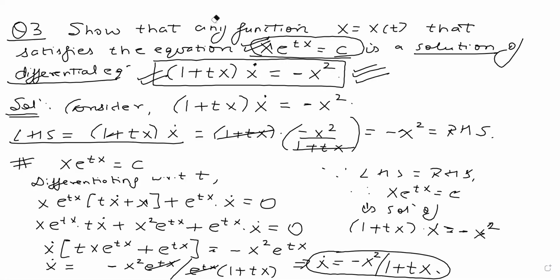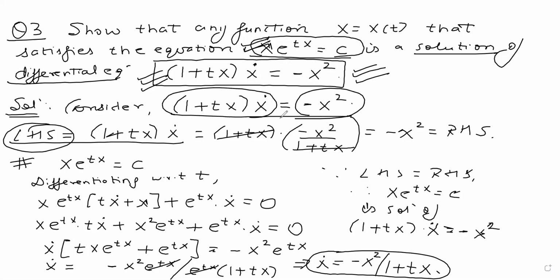This is the alternative method which I could have used. So that means to solve question 3, you have two methods. You start with the equation which is given to you, you differentiate it implicitly with respect to t, and you arrive at the differential equation. The other method is you start with the LHS of the differential equation and prove it to be equal to the RHS. Both the methods are absolutely fine from examination point of view.